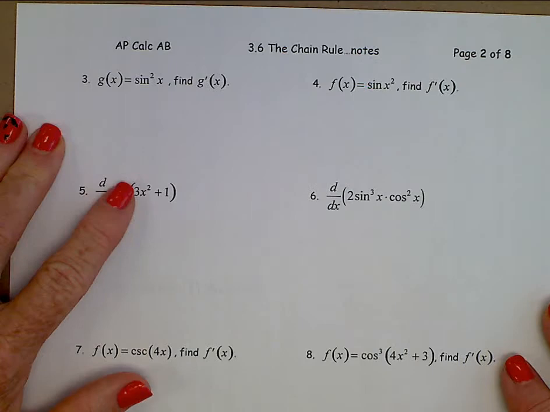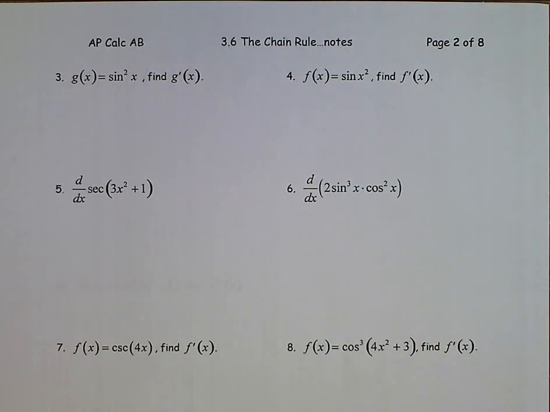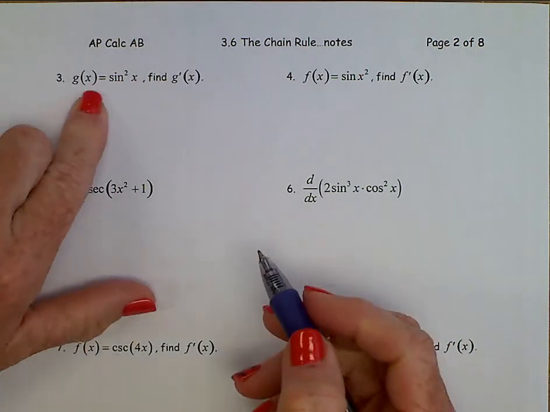This is section 3.6, page 2. We are doing some more chain rule examples. And here's the first one. g of x is sine squared x.